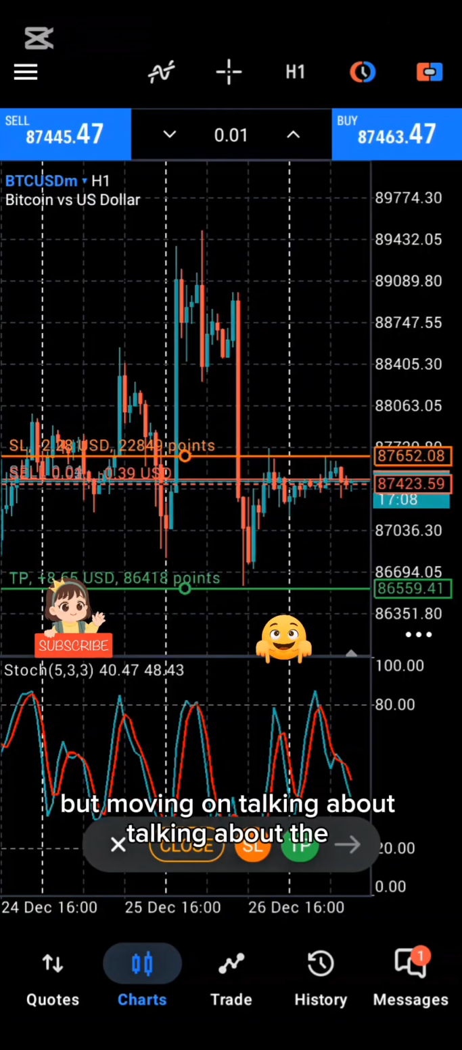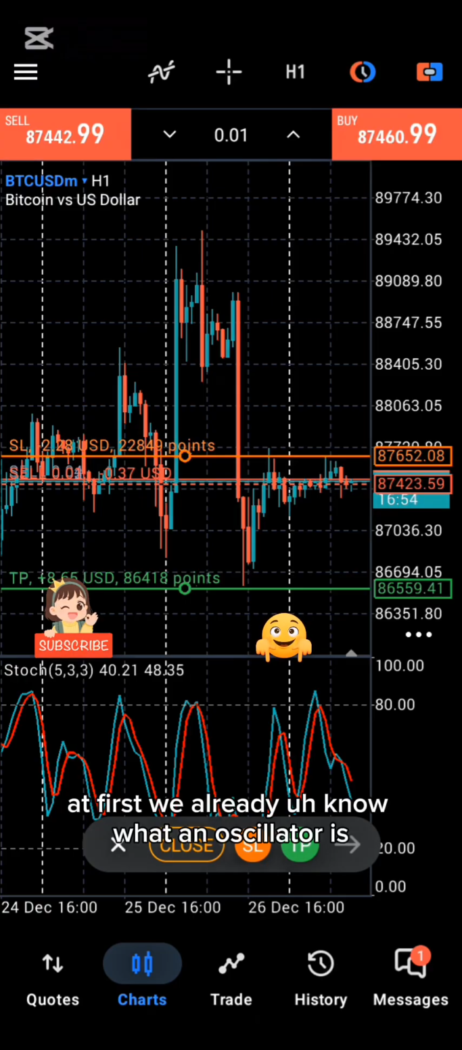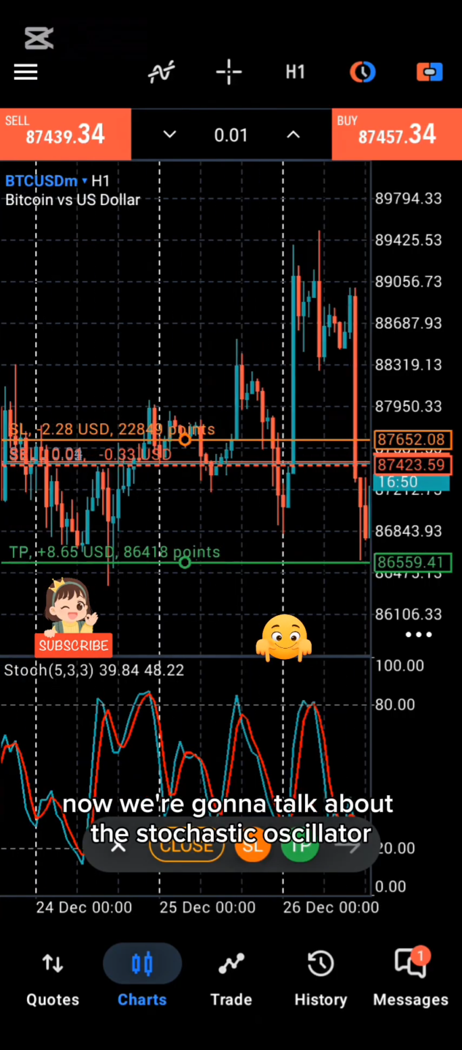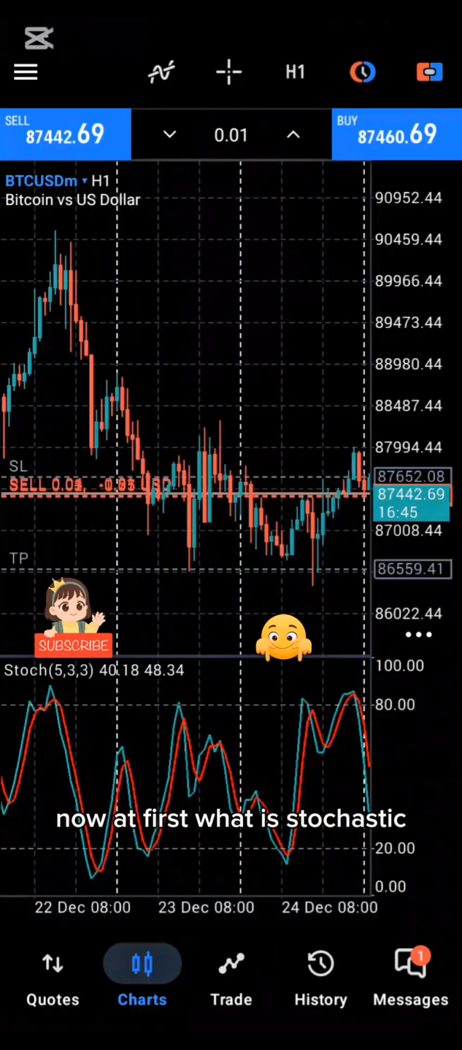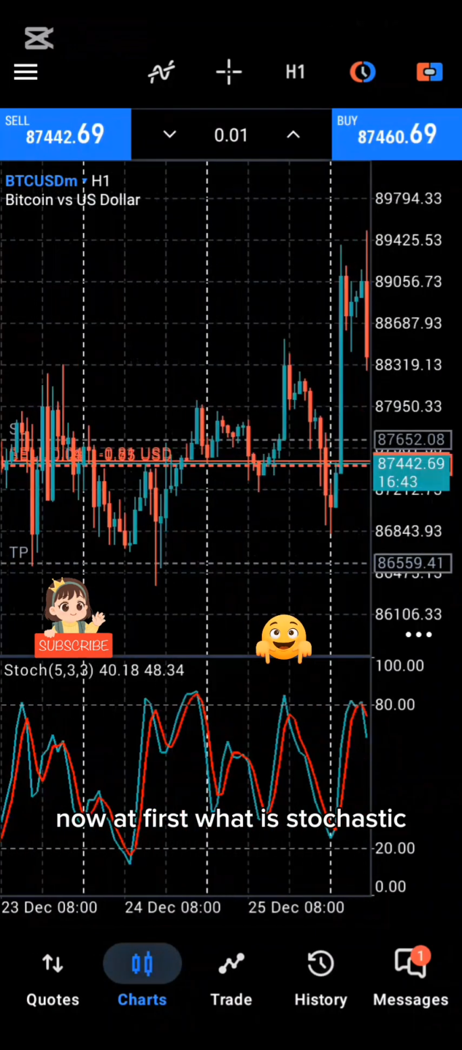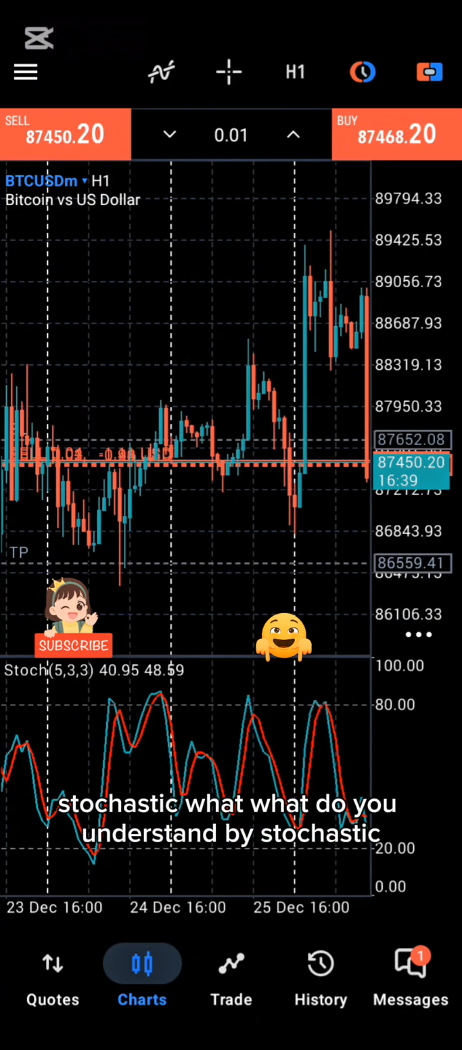But moving on, talking about the stochastic oscillator. At first, we already know what an oscillator is. So now we're going to talk about the stochastic oscillator. Now, at first, what is stochastic?